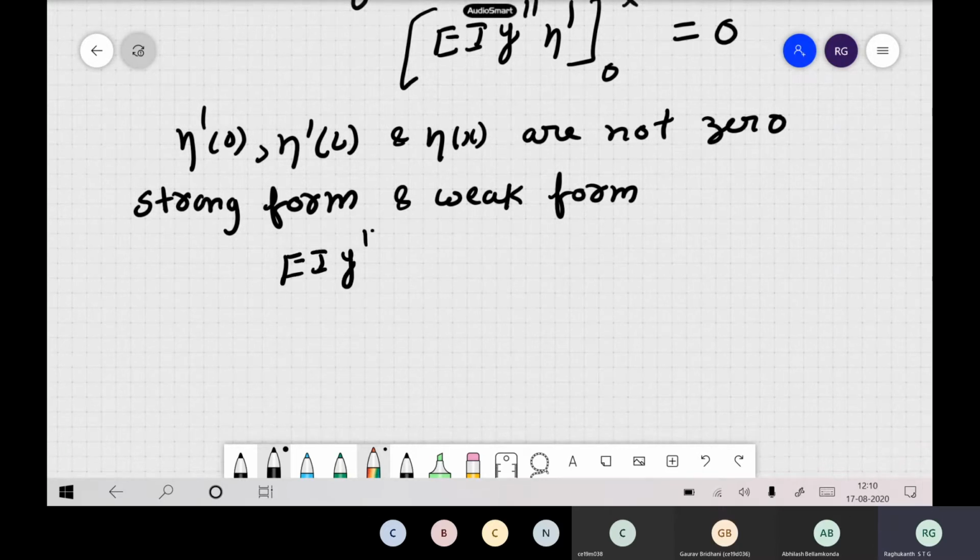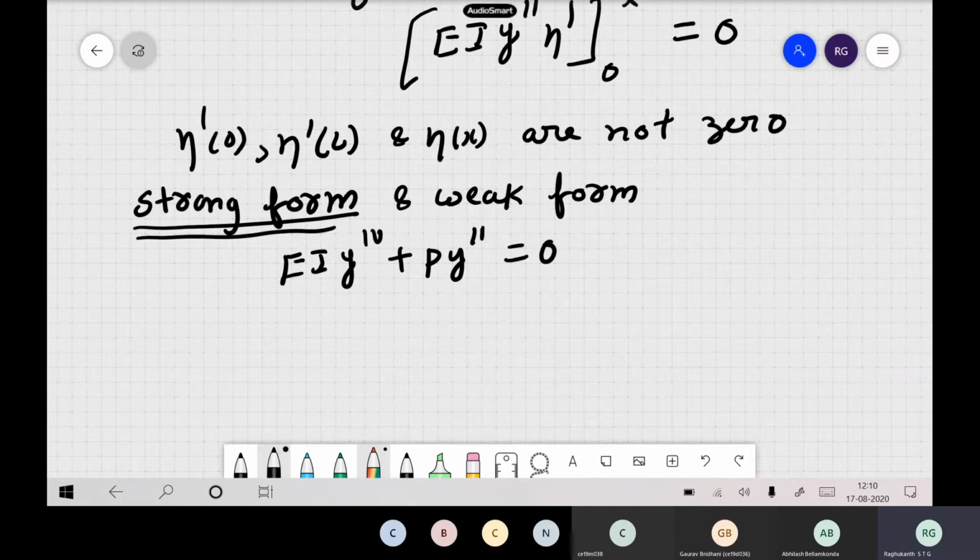of motion. So EI y fourth plus P y double dash is equal to 0. So this is enforcing the strong form kind of a thing. Now in finite element, Galerkin, Rayleigh-Ritz, and other kinds of methods, they use this weak form. So here your numerical methods start to differentiate between the strong form and the weak form.